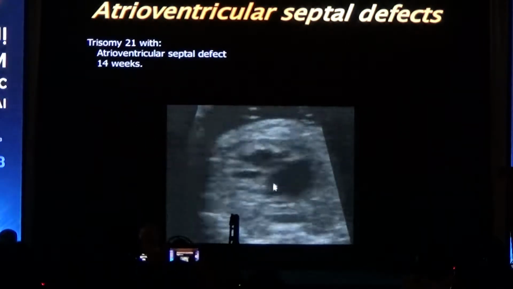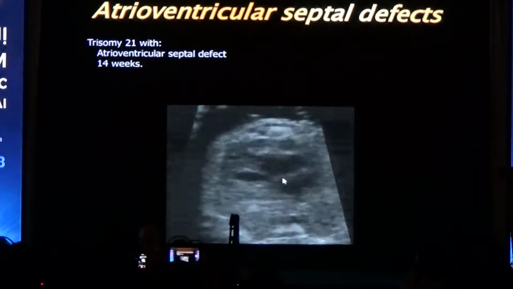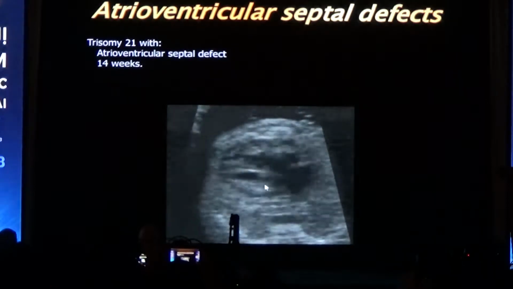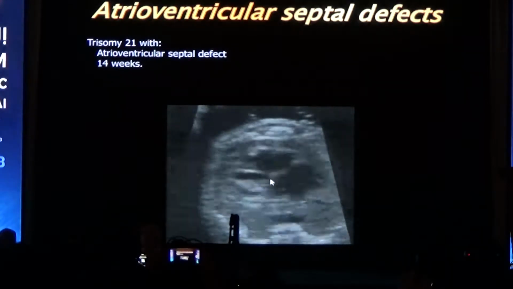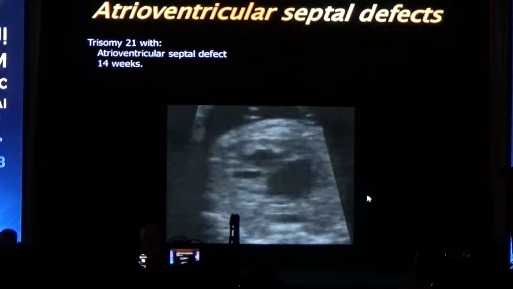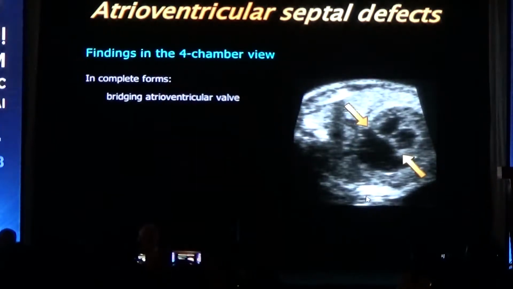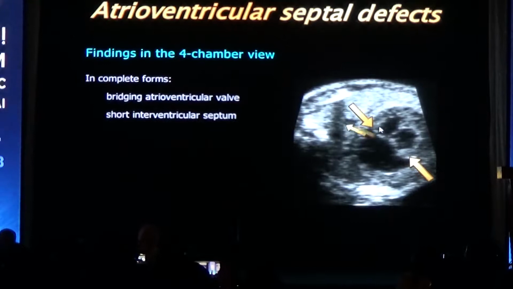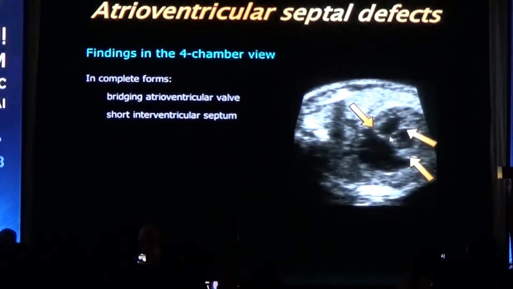Here's a younger baby, also trisomy 21, 14 weeks. You see the big gap at the septum, and you see this large floppy valve that is bridging over the two ventricles. Now, what are the findings in the four-chamber view? In the complete form, you have this bridging AV valve. You have a short interventricular septum, and you see here the chordae tendineae going onto the right side of the septum. So this is Rastelli classification type A.